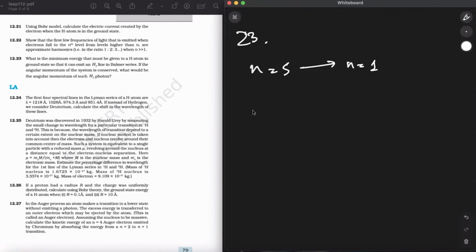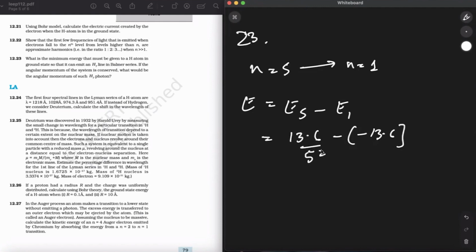So writing about that, energy E can be written as E5 minus E1. Okay, so E5 I am writing right now. It will be what? If I write 13.6 upon 5 square minus 13.6. Alright, this is also in minus. So minus 13.6 divided by 25.